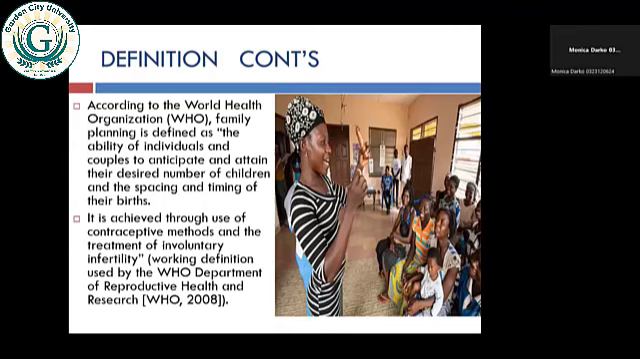Then we also heard about the WHO definition of family planning, which is also the same as the first one we defined: that you educate the people and give them the ability to anticipate and attain their desired number of children and spacing and timing of their births. And this could be achieved through the use of contraceptive methods.